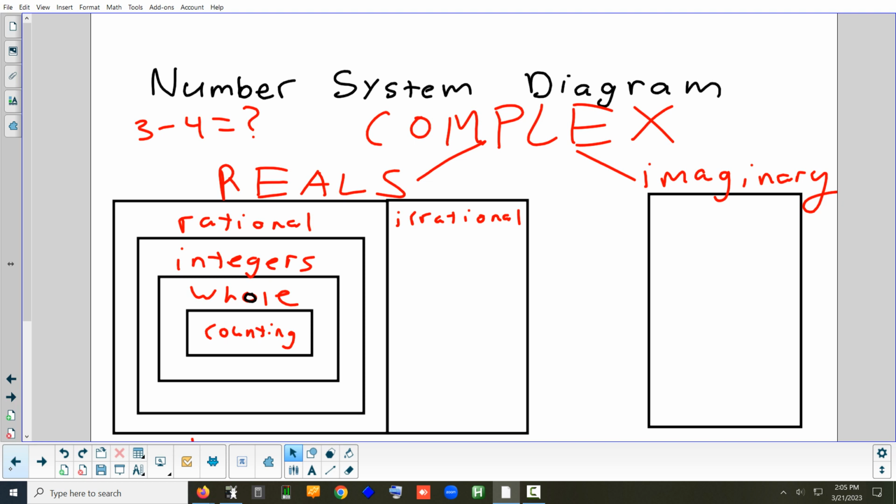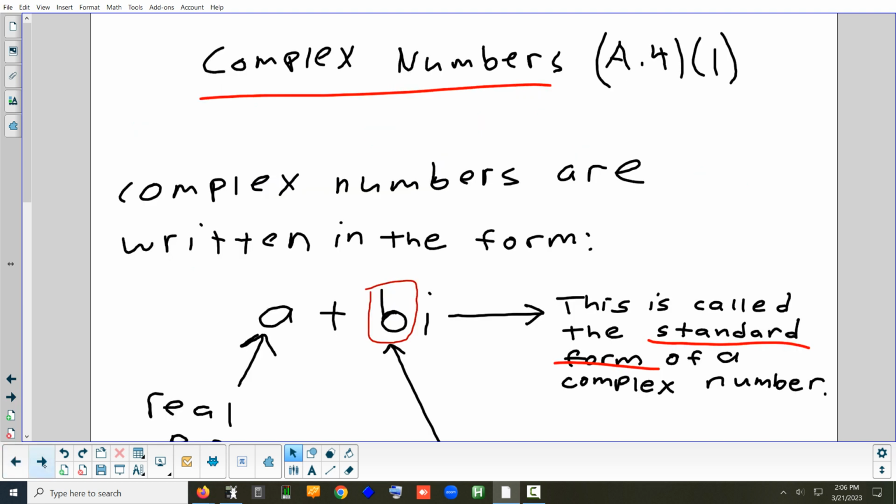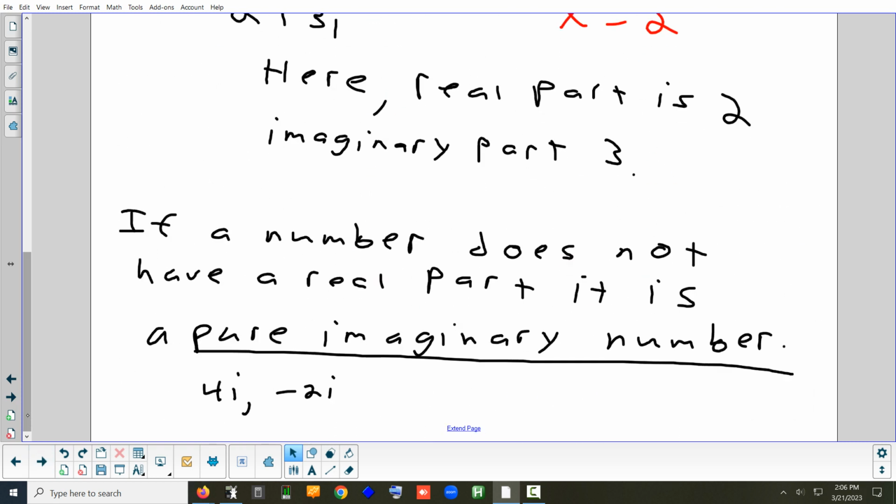If they could somehow be used in computer, well, actually, they can be used in computer programming. You can draw something called a fractal. I don't know if you know what a fractal is, but if you Google fractal, they're pretty neat pictures. And I know imaginary numbers are used in drawing fractals. But as far as other uses, like in engineering, I don't know the engineering uses.